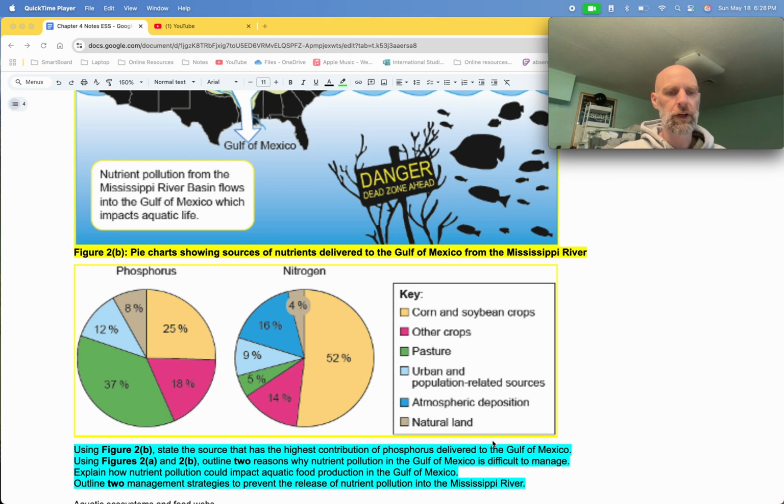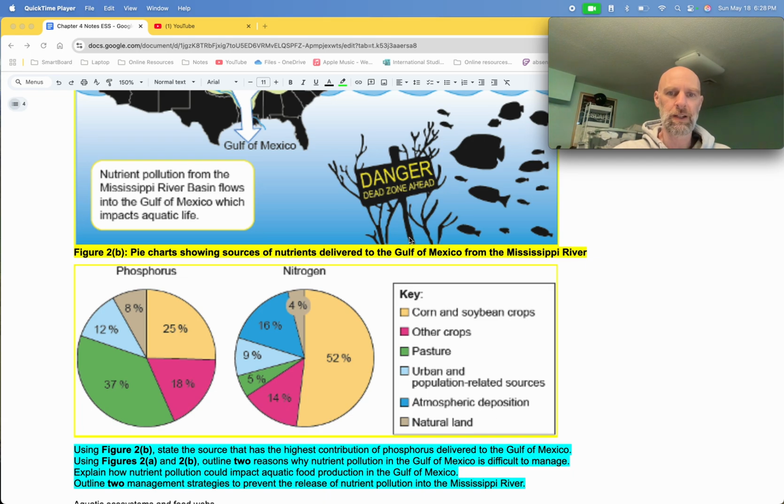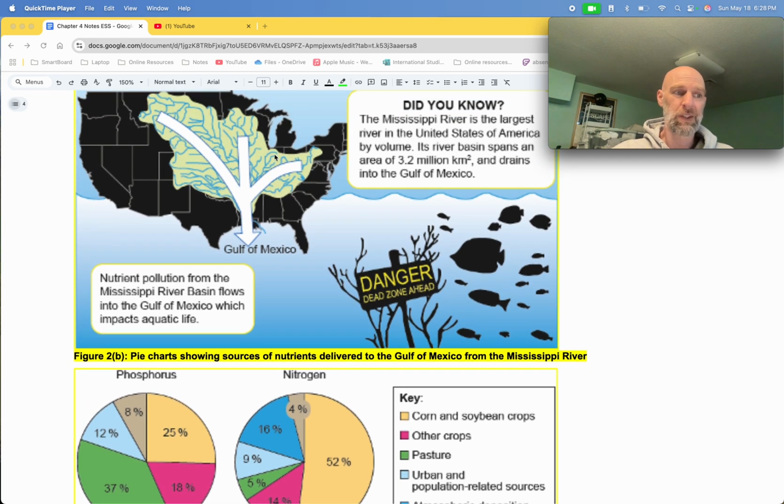All right, using figure 2A and 2B, outline 2 reasons why nutrient pollution in the Gulf of Mexico is difficult to manage. So you can always go about non-point sources being difficult to trace because it's not one specific thing that you can point at. It's broad. Also, there's many states that go into this. If you're looking here, so many states, it's hard to manage a lot of states. Try to manage a lot of people in a classroom. It's not easy.